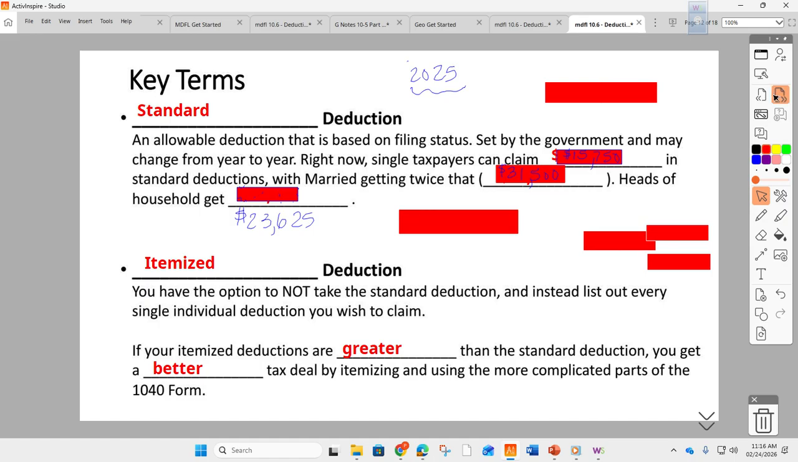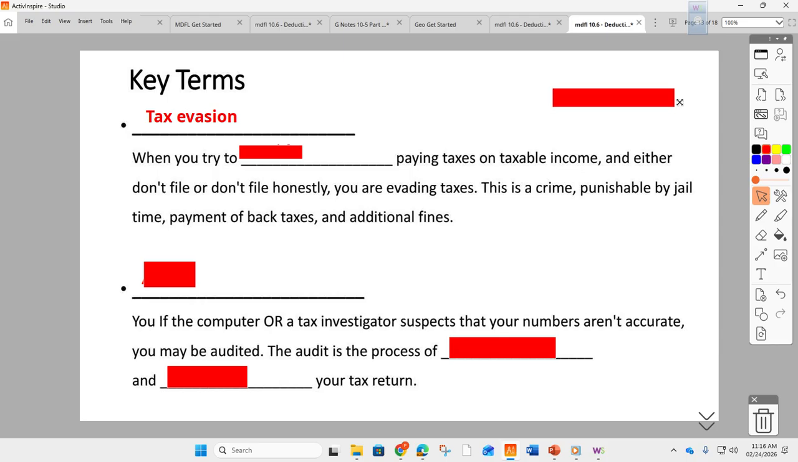All right. Tax evasion. So I told you guys, if you make a mistake, it's not the end of the world. But if you try purposely to cheat the IRS out of what you legally owe in taxes, they will prosecute you. You can go to prison. When you try to avoid paying taxes on taxable income and either don't file or don't file honestly, you are evading taxes. This is a crime punishable by jail time, payment of back taxes, and additional fines. This is one of those times wage garnishment may come into play.